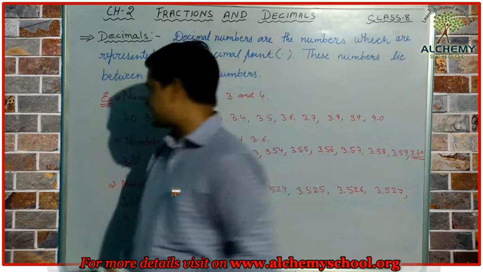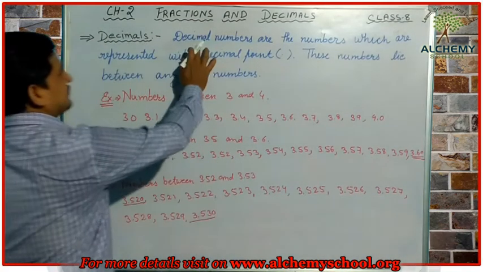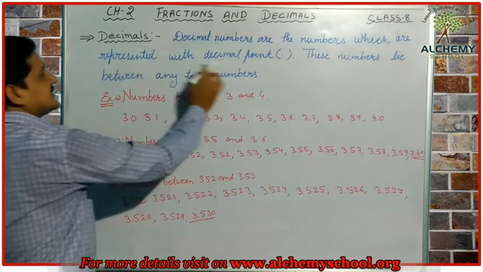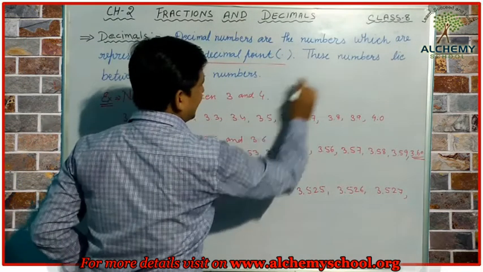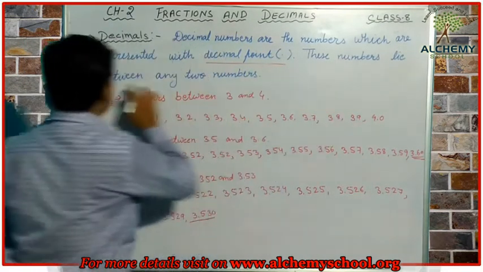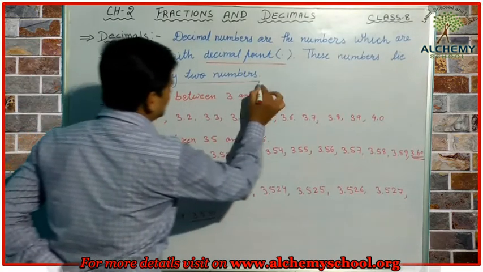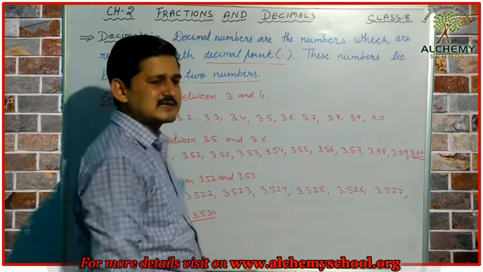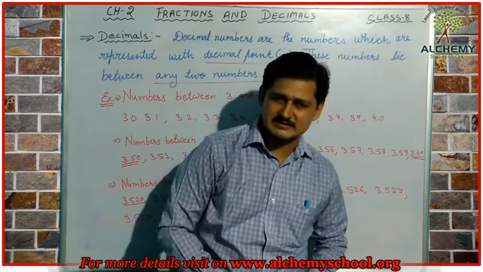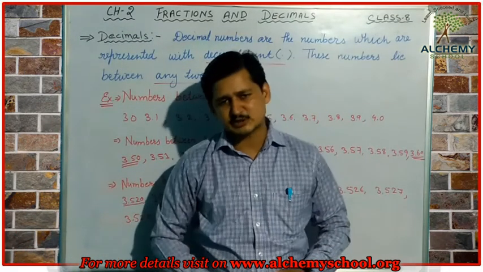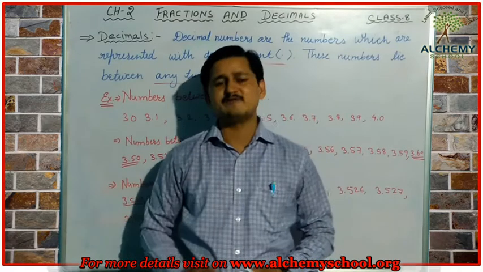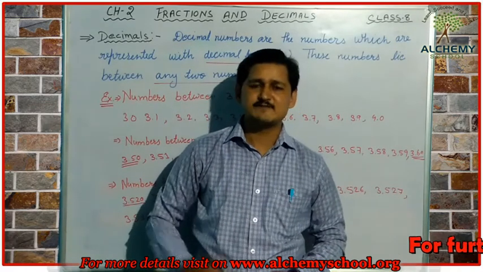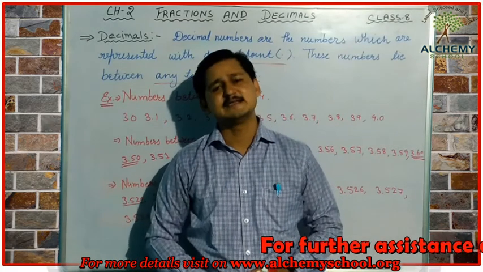Okay, so decimal numbers are the numbers which are represented with decimal points. These numbers lie between any two numbers. We have discussed many number patterns. We know about natural numbers, we know very well about whole numbers, and already we have discussed in the first chapter, that is integers.